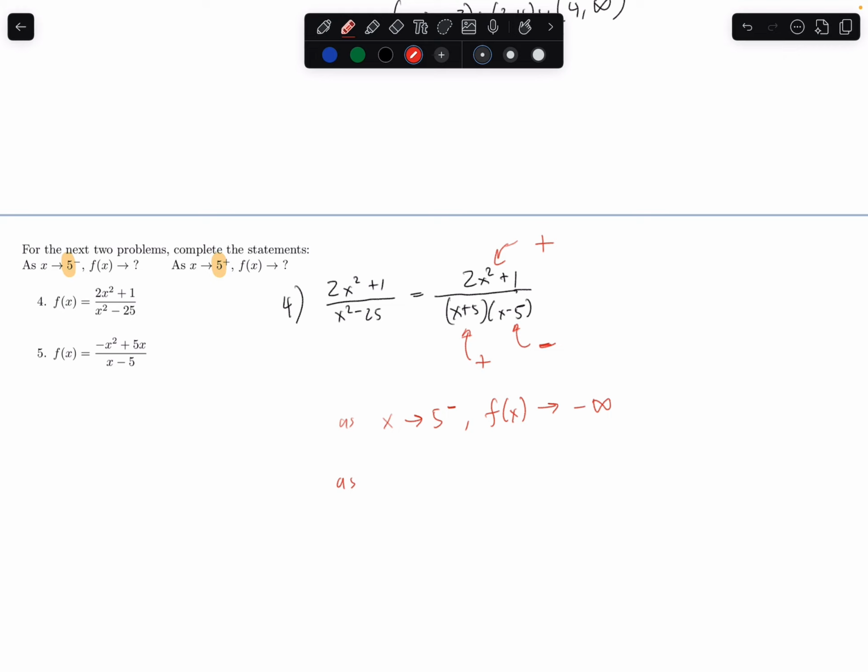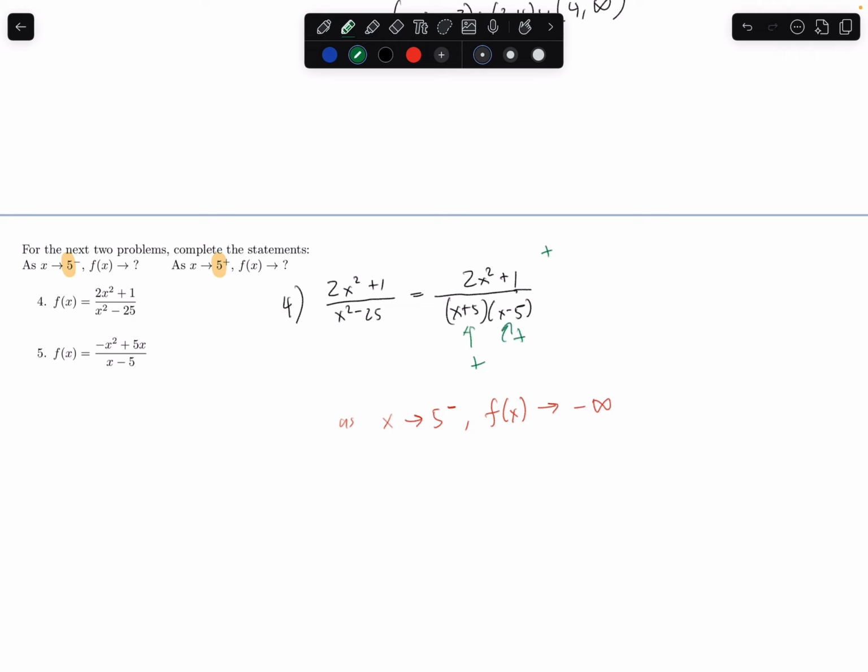Okay, now we have to check it from the right side. As x approaches 5 from the right side, what happens? Let's redo this in a different color. The red was for approaching 5 from the left side. Now as you approach 5 from the right side, this is going to be positive. Something close to 5, square it, either way it's going to be positive. This is something close to 5, about 5 plus 5 is about 10, still positive. If this is something bigger than 5, like 5.1 minus 5, that's positive now.